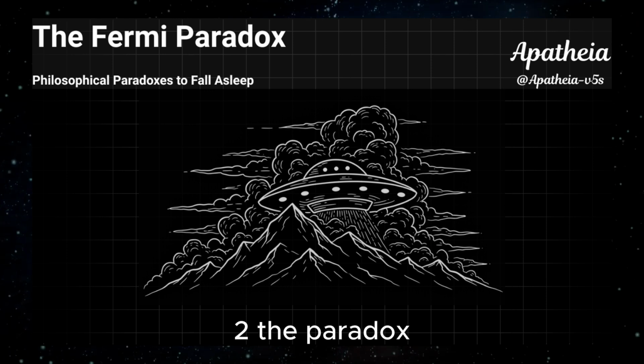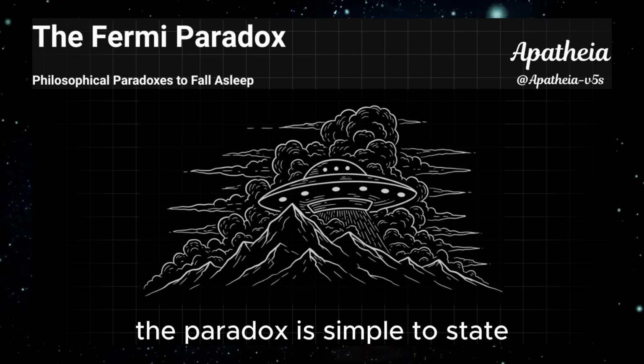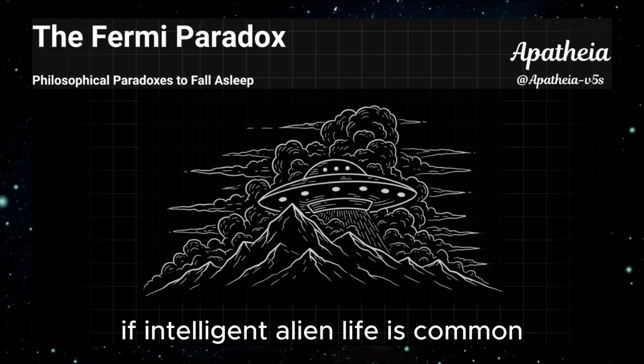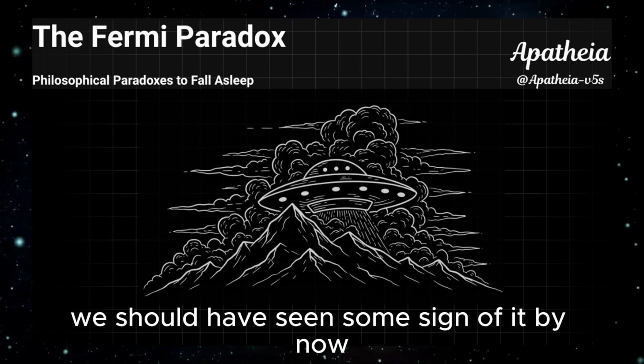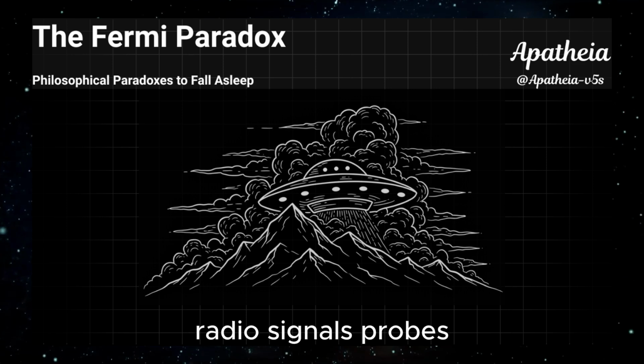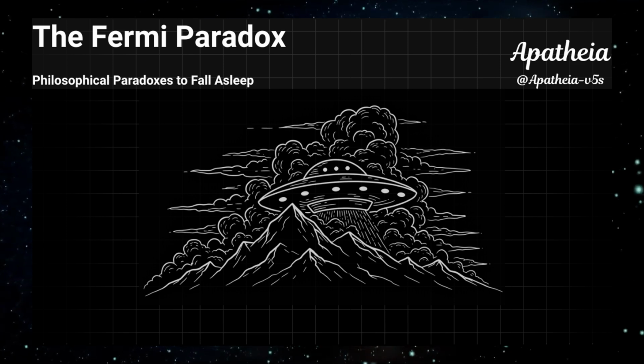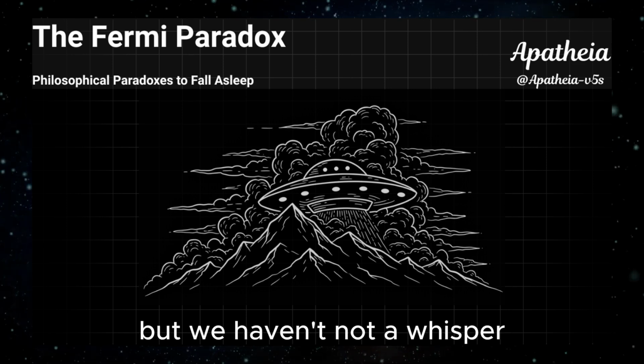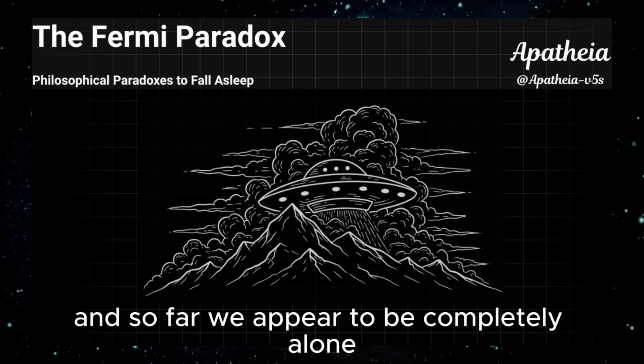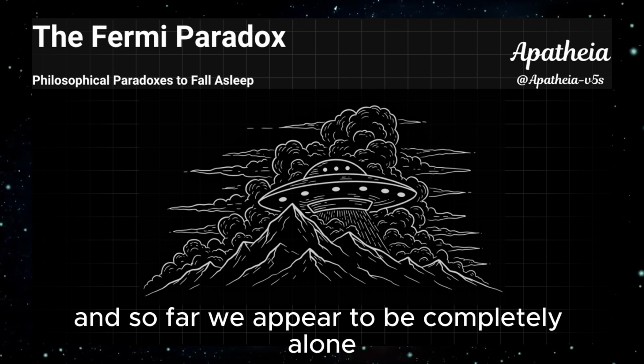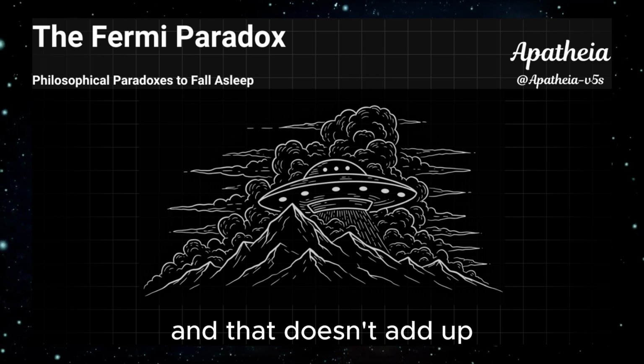2. The paradox. The paradox is simple to state. If intelligent alien life is common, we should have seen some sign of it by now. Radio signals, probes, artifacts, even visits. But we haven't, not a whisper. The universe seems silent, and so far, we appear to be completely alone. And that doesn't add up.